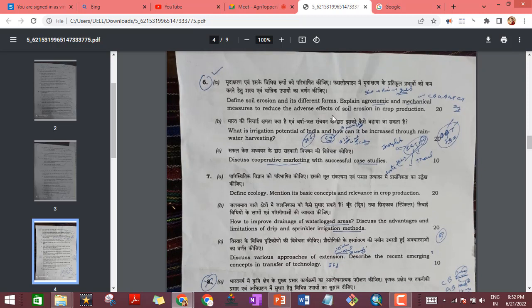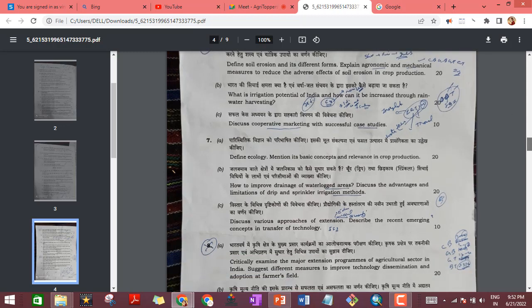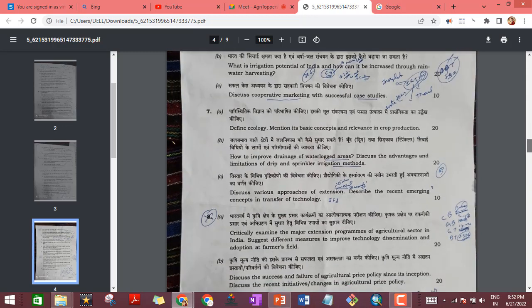Here also you can see the irrigation potential of India, how they are asking very specific questions. Here you can see: explain agronomic and mechanical measures to reduce the adverse effect of soil erosion in crop production. So here we have complete classification, agronomic classification, mechanical classification. If your notes are ready like this, you will get credit.